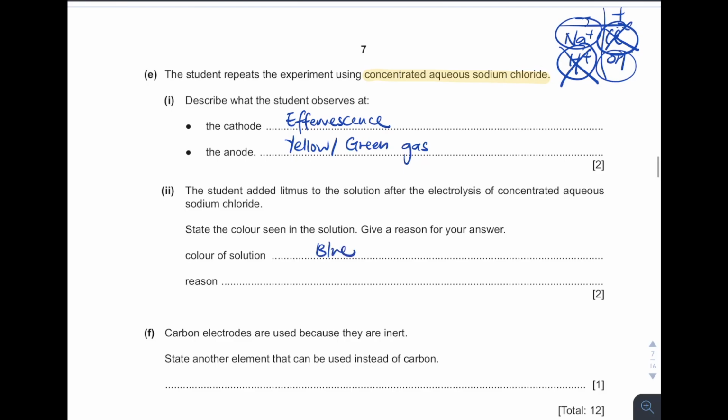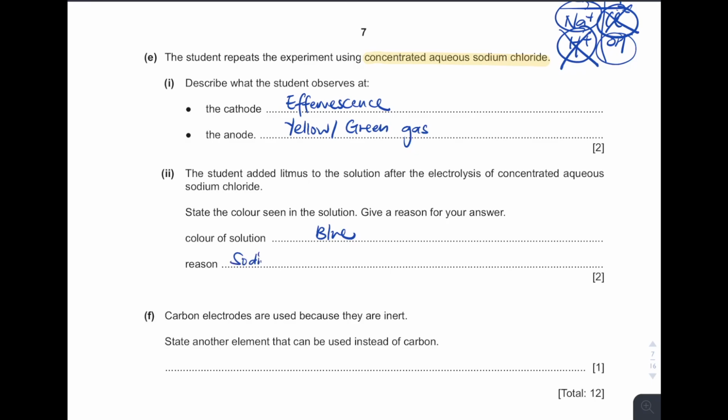And then the reason: because sodium hydroxide, which is alkaline, is formed. You have to mention sodium hydroxide, which is alkaline. Remember, do not just write sodium hydroxide is formed. You have to mention what sodium hydroxide is, and why it turns the litmus blue in color. Because it is alkaline.